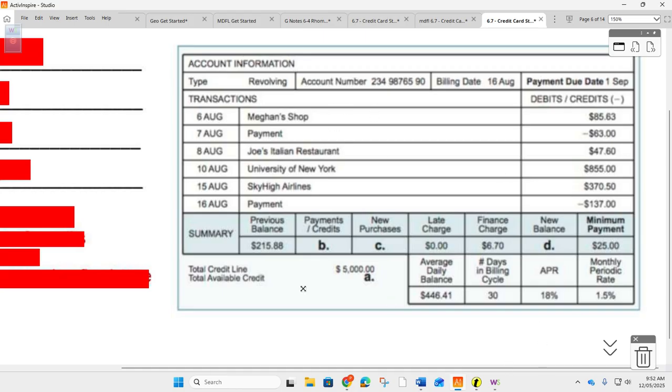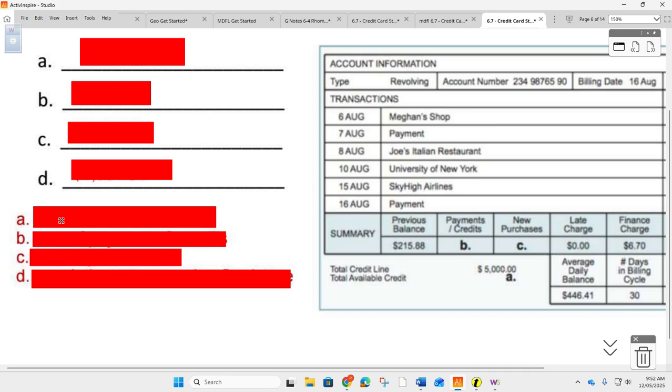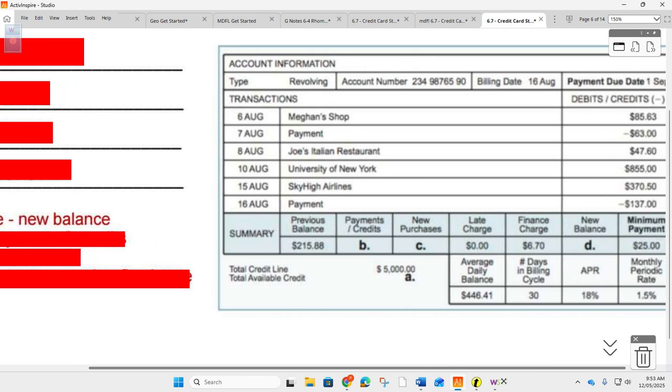So now we're going to use the information that is given in this statement to fill in the values that are not given. We will need to know the total available credit, the payments and credits made, the new purchases, and the new balance. A is first, but we cannot do A first because A is the credit line minus the new balance, and we can't do that one yet. So we're going to do A last, but you can write what you have to do there. B is the payments and credits. What is the payment here?